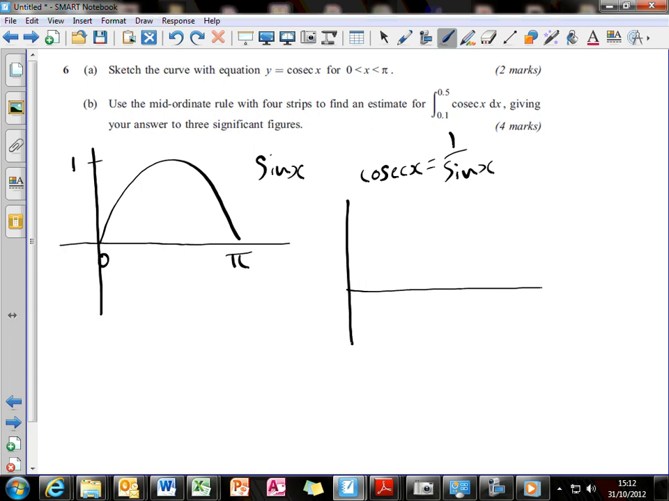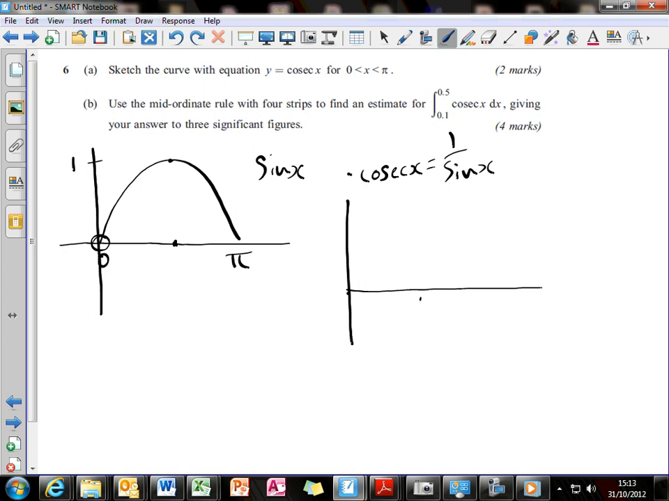Well, at this point on the sine graph, it's 0. So at 0 over here, it's going to be 1 over 0, so that's going to be infinity up here. It's going to be coming down from infinity. And here, the value on the sine graph is 1 at pi over 2. So on cosec, it's going to be 1 divided by 1, so it's going to be 1 here.